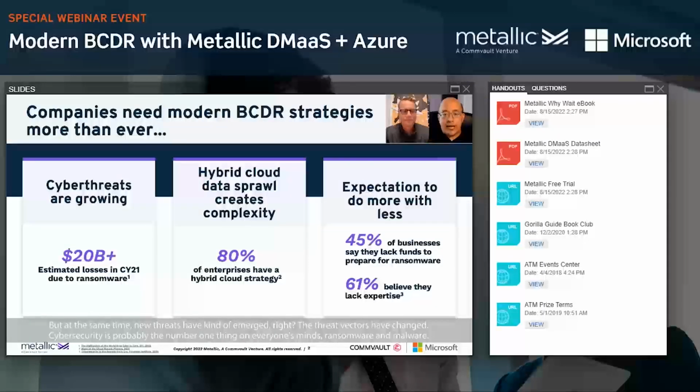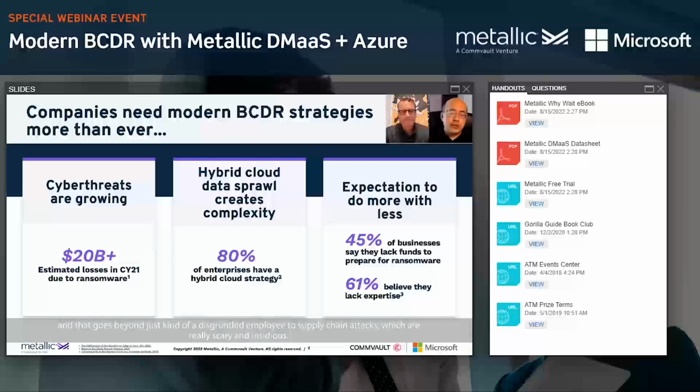The threat vectors have changed. Cybersecurity is probably the number one thing on everyone's minds. Ransomware and malware, and of course the thing that people don't really like to talk about because it's so hard to defend against is malicious insider.